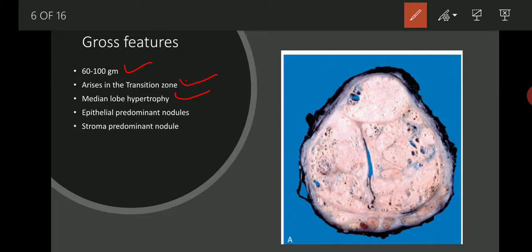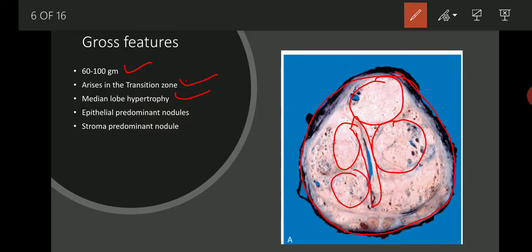As you can see in this picture, this is a transverse section through the enlarged prostate. Here you can see the urethra which has been compressed by the growth of multiple nodules. Hence the name nodular hyperplasia of prostate.